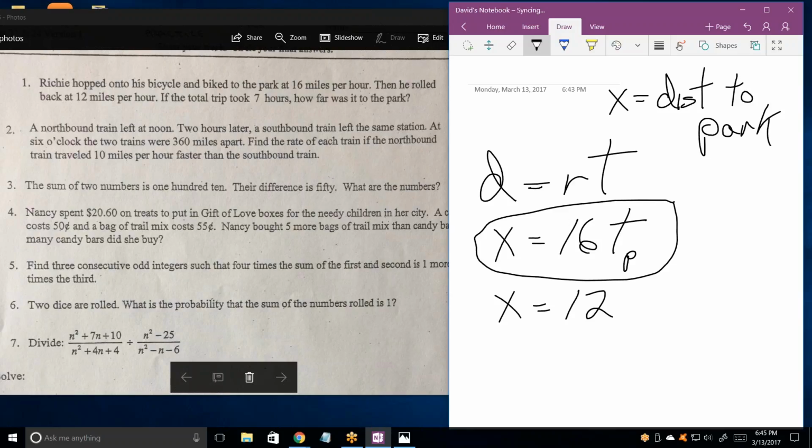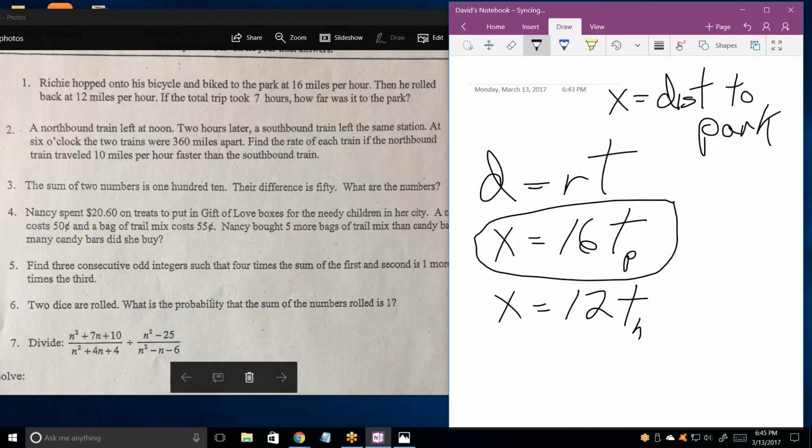Well, when I go from the park back to my house, I'm going the same distance. It's still X, but I'm going at a different rate, and it's going to take a different time. So this is the time to get home.